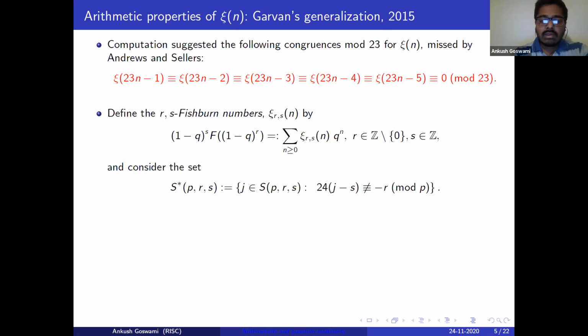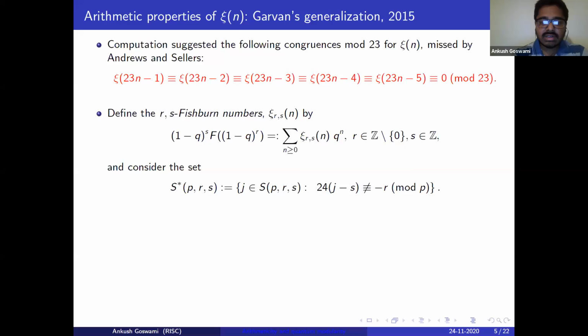Okay, and then you have to consider the set S star_{p,r,s}, which is defined as the set of all values j in the set S_{p,r,s} for which this condition is satisfied: 24 times (j minus s) should not be congruent to minus r mod p. So this is the set S star. I mean, you can easily see that this set S star is a subset of S_{p,r,s}. So there is a good chance that even if this set is empty, this set might not be empty.